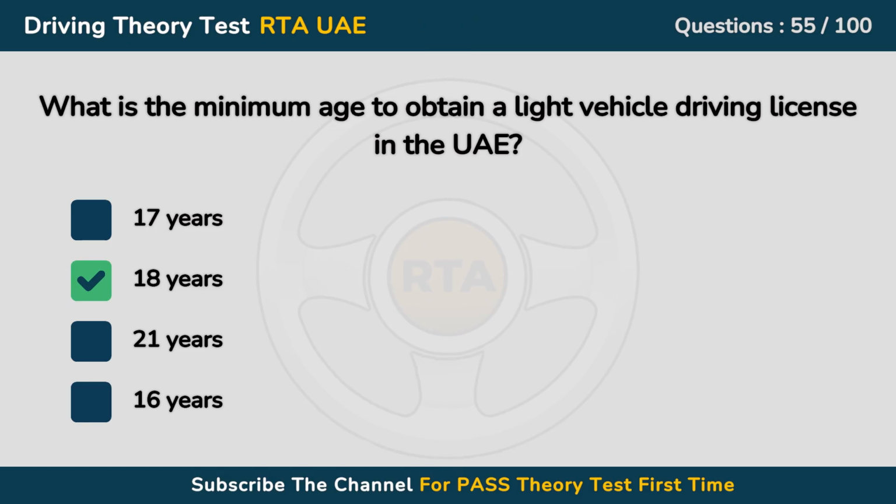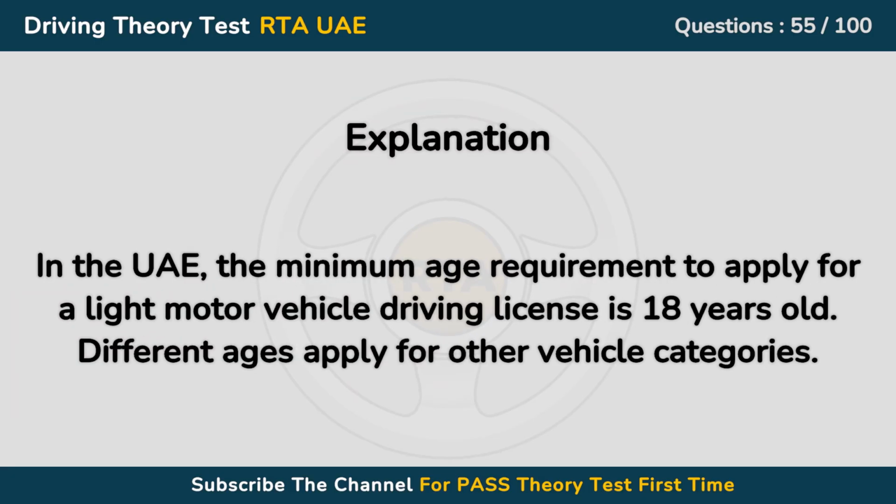Answer is B, 18 years. The minimum age requirement to apply for a light motor vehicle driving license is 18 years old. Different ages apply for other vehicles.